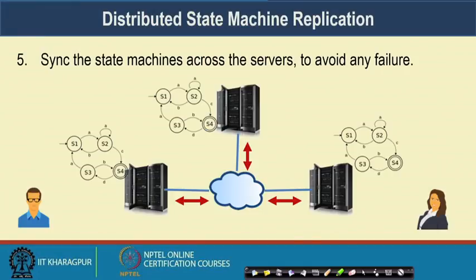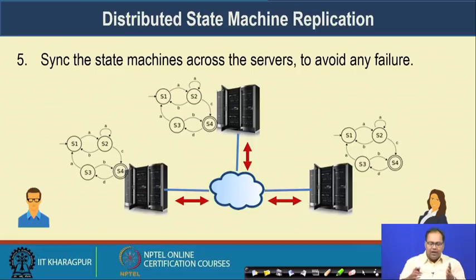Once this transaction is done, you sync the state machines across all the servers to avoid any failure. It may happen that this server, during the execution, has failed, and after some time it recovers. Once it recovers, it should get the updated state that both Bob and Alice have transferred their share of the money. That update is done through synchronization of the state machine.